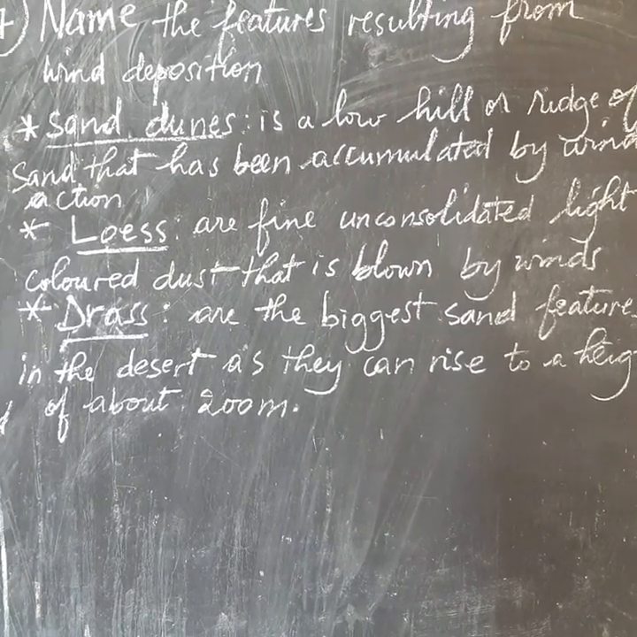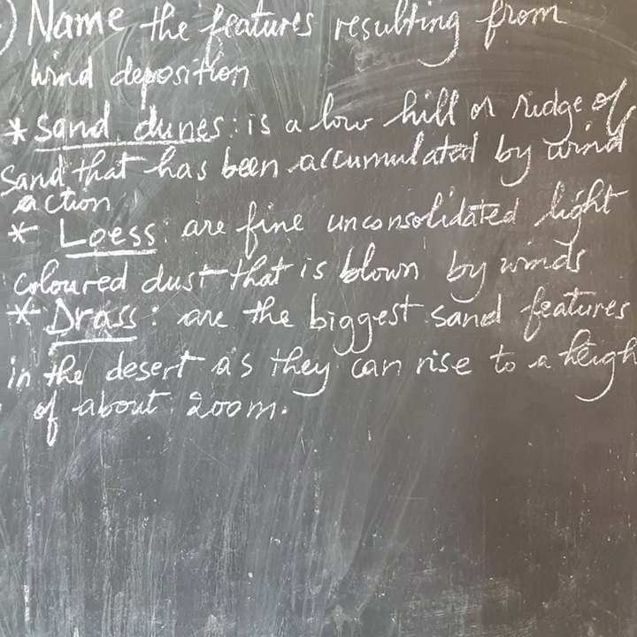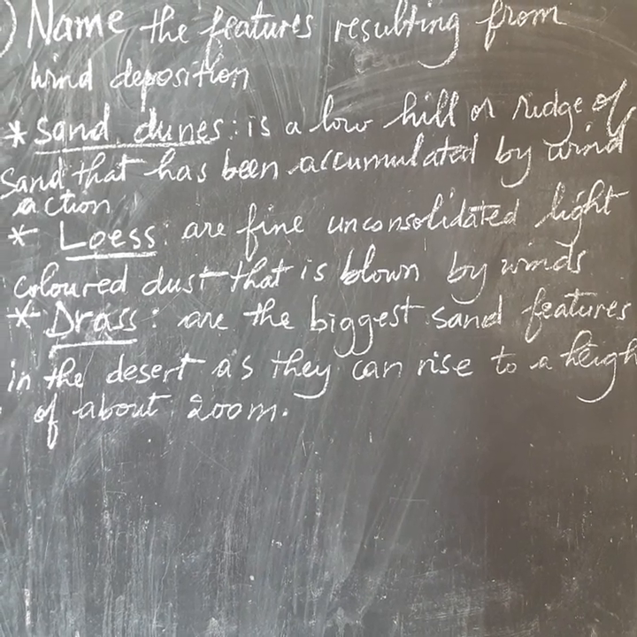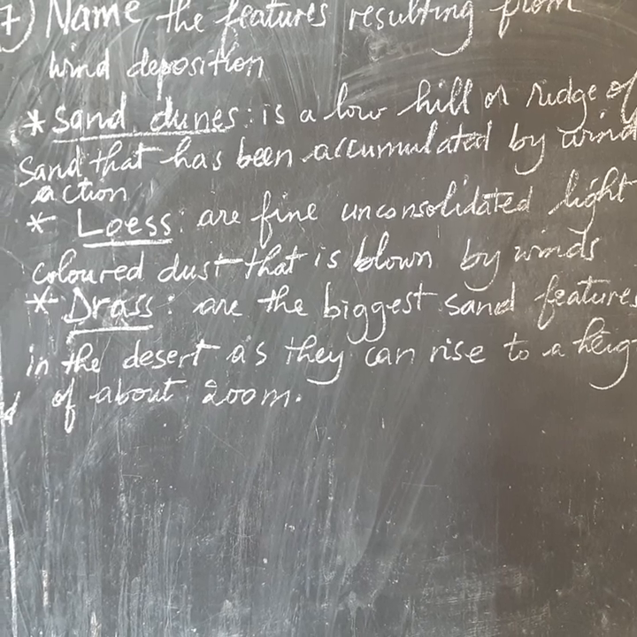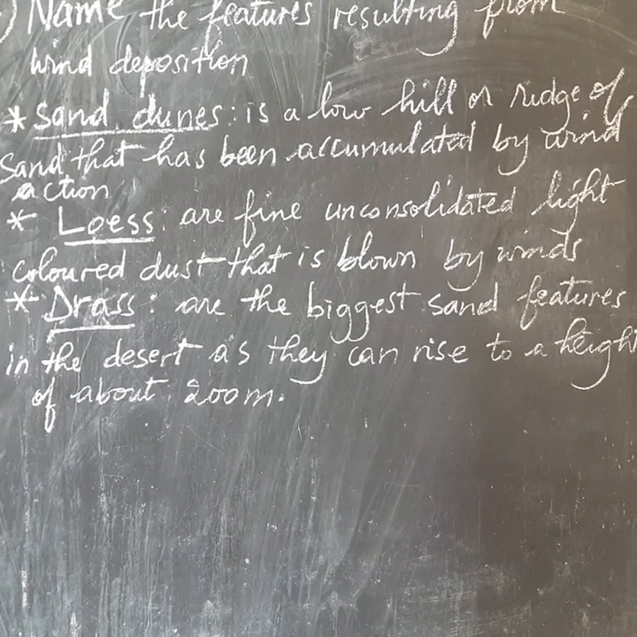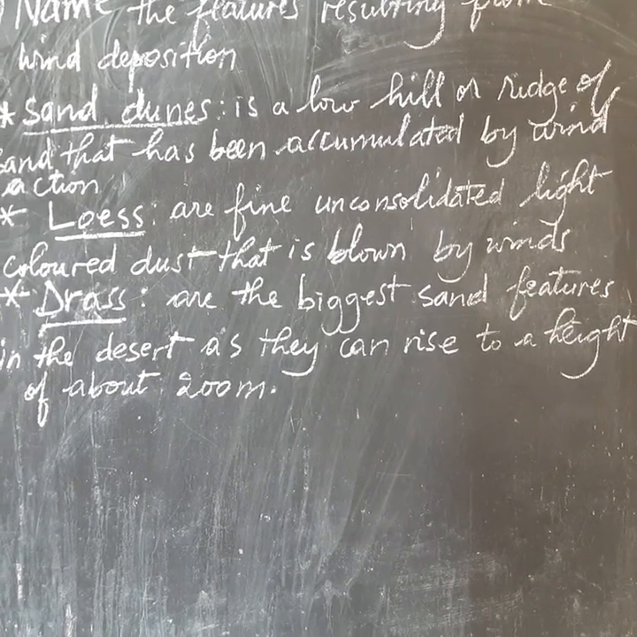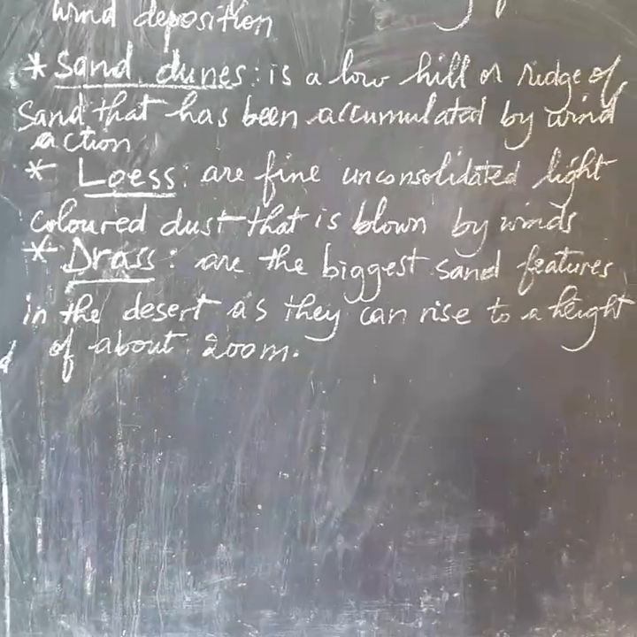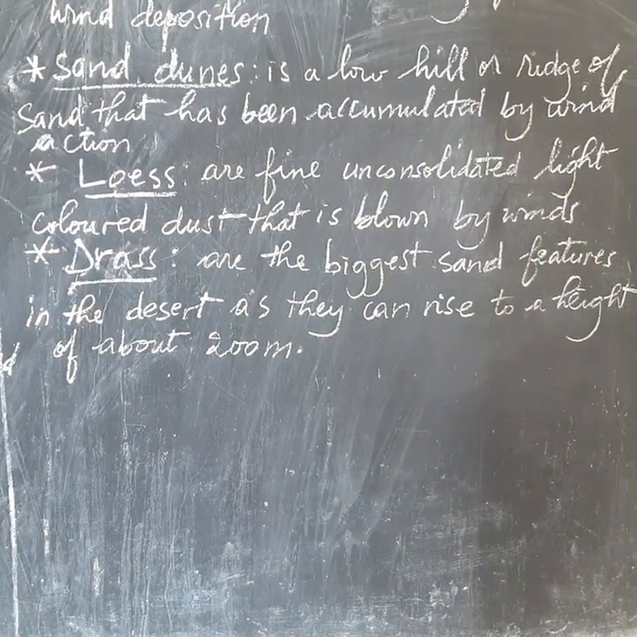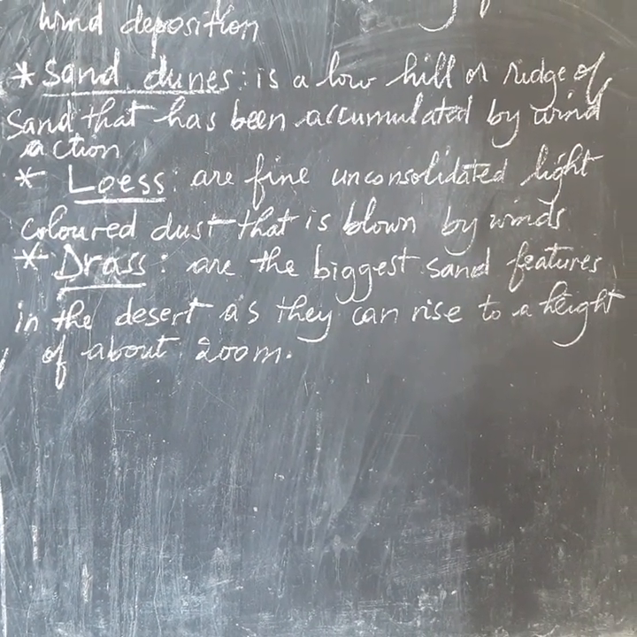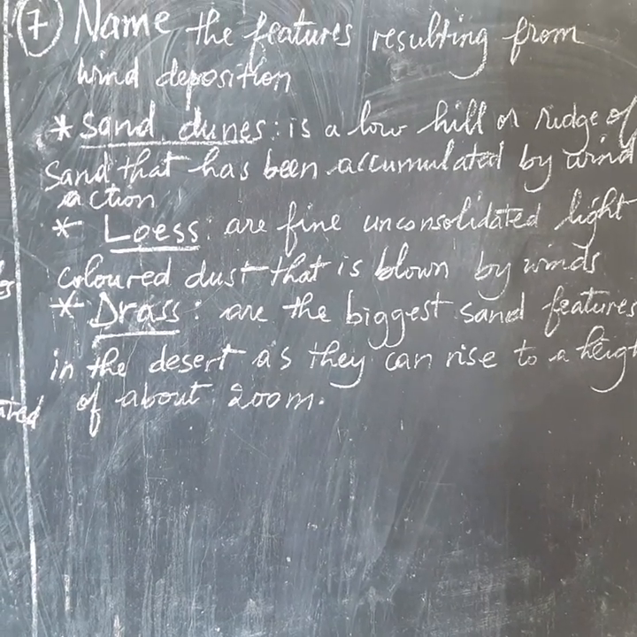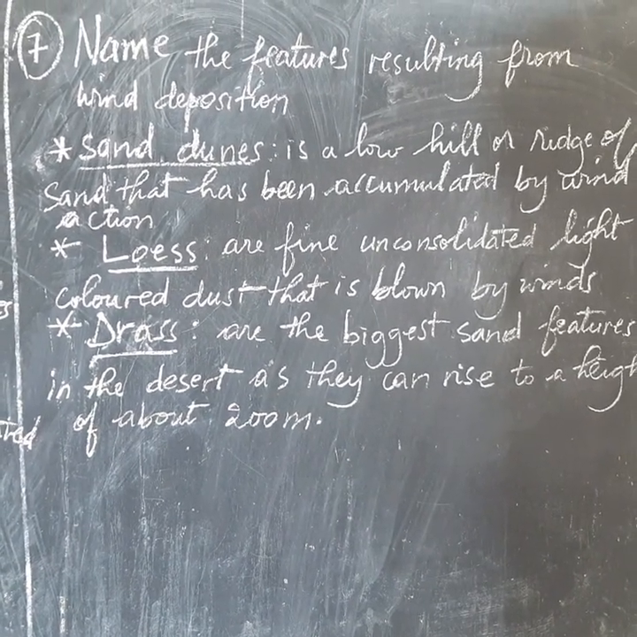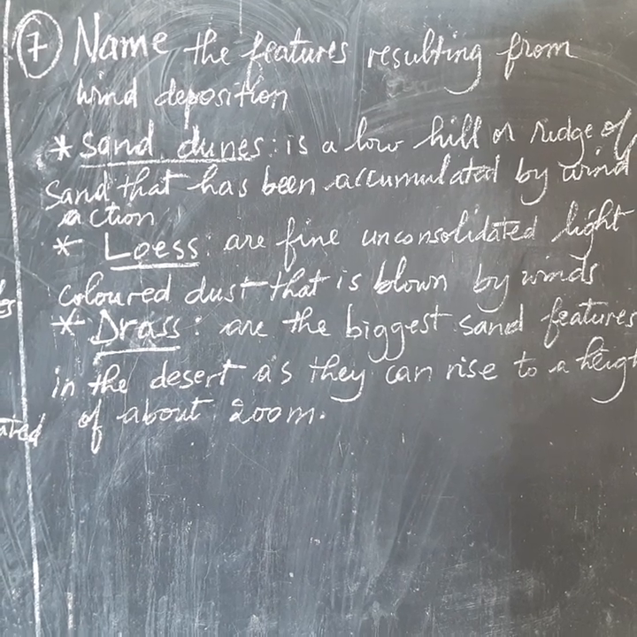We have loess, a fine and consolidated light colored dust that is blown by the winds. We have finally draas. Draas, when you talk of draas, those are the biggest sand features in the desert, as they can rise to heights of 200 meters above. So therefore, those are the main features or the main landforms that are formed as a result of wind deposition.